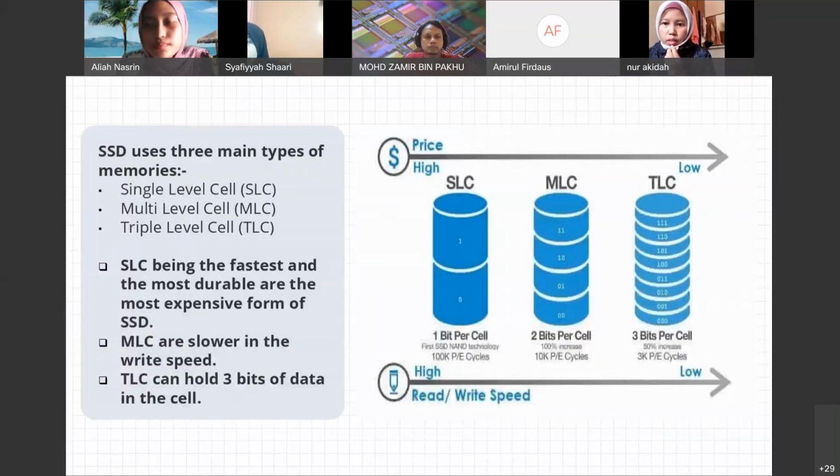For SSD users, there are 4 types of memories, but I only focus on 3 main types: single level cell, multi-level cell, and triple level cell. SLC is the fastest, the most durable, and the most expensive form of SSD. MLC is slower in write speed, and TLC can hold 3 bits of data in the cell. So, next.